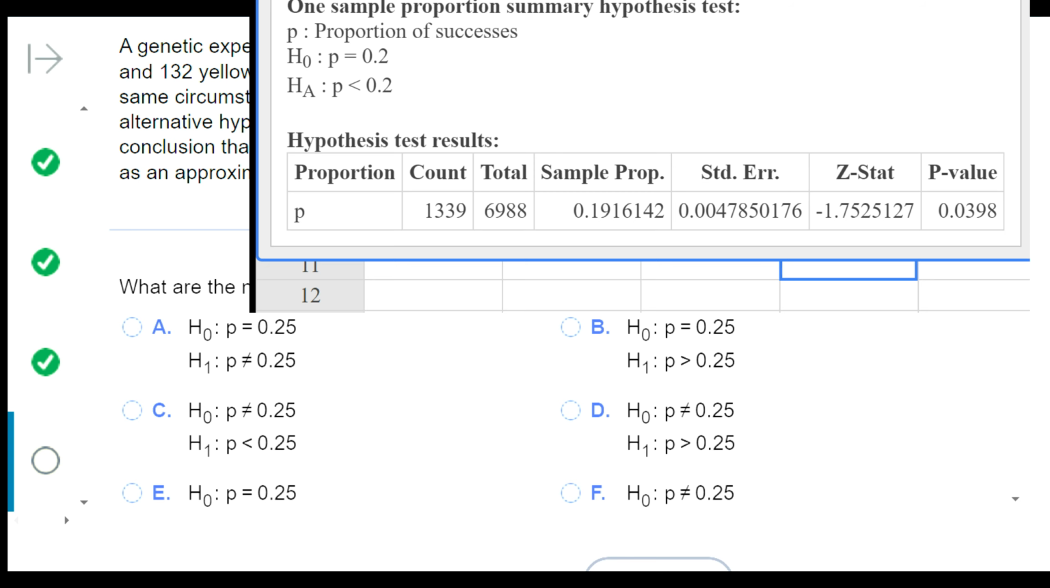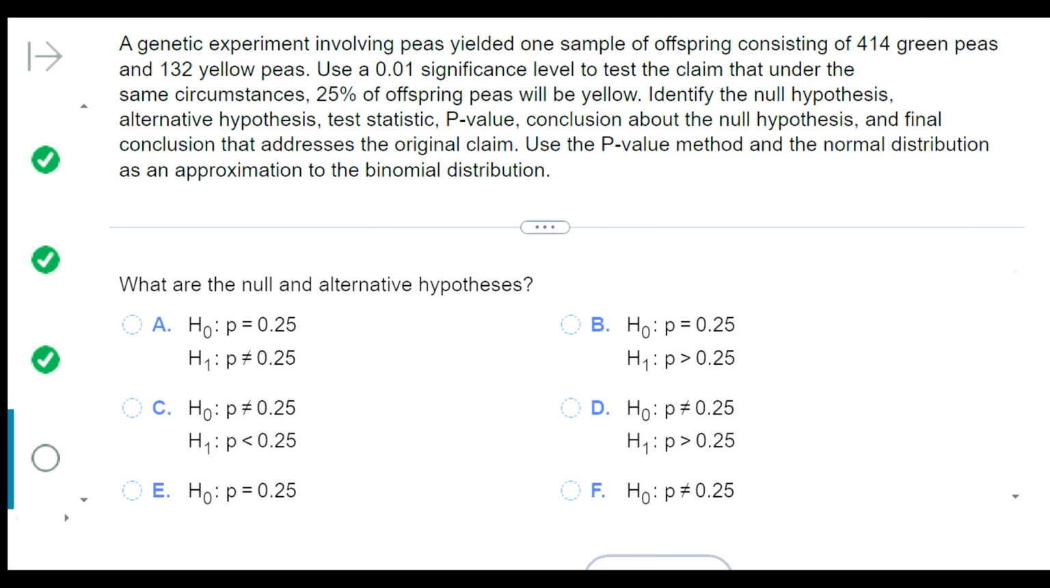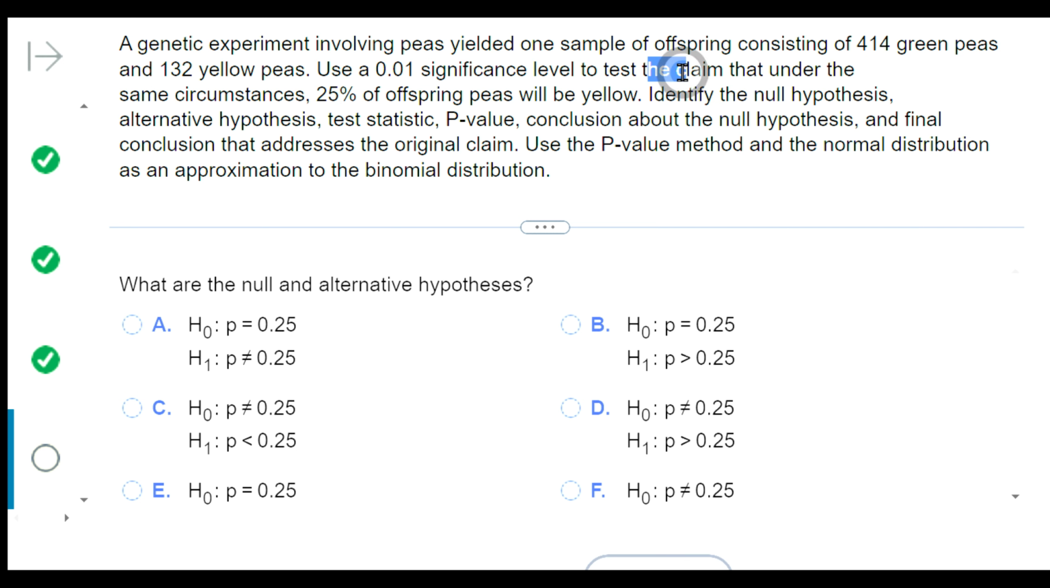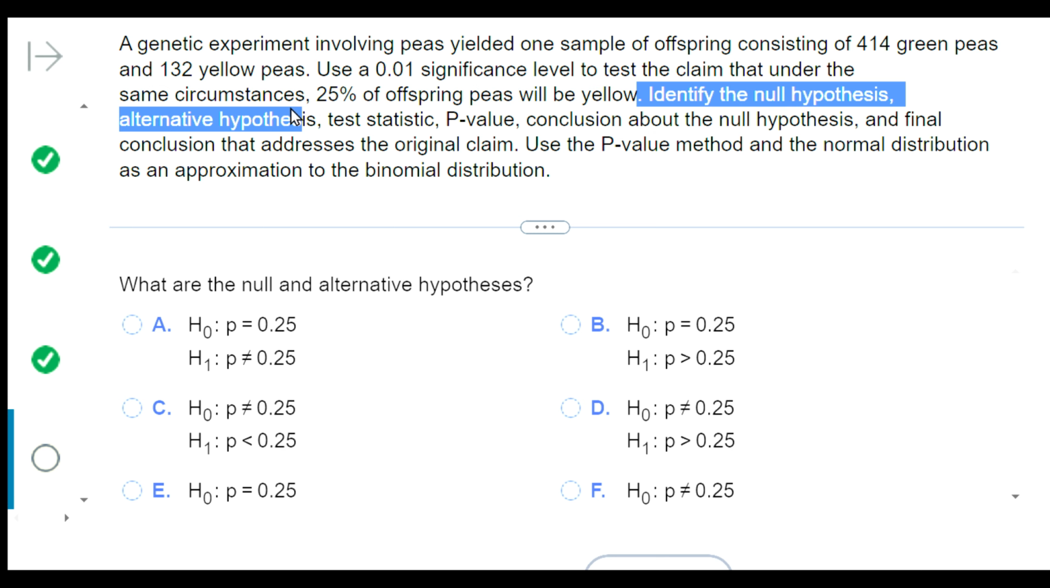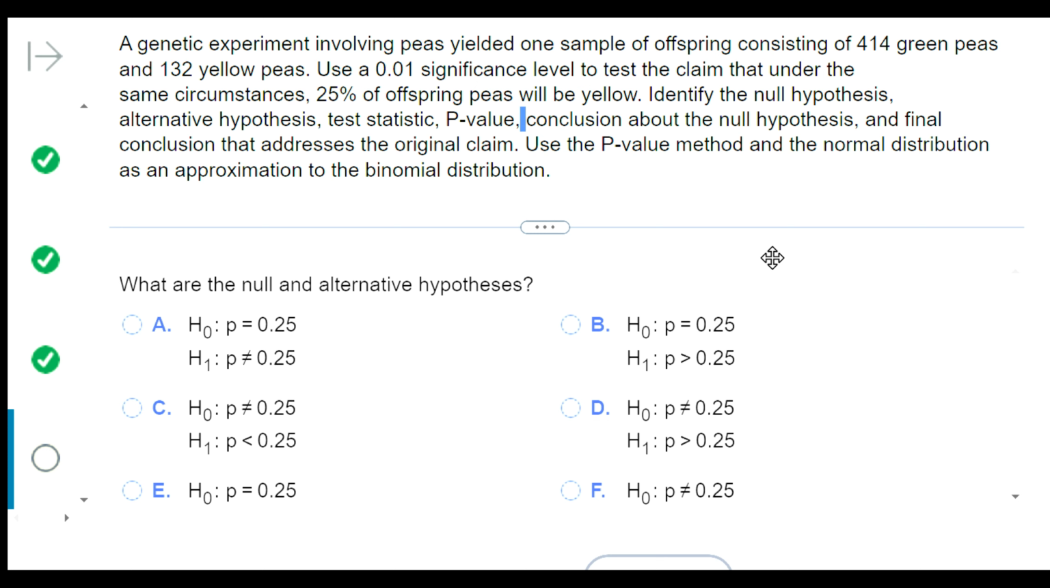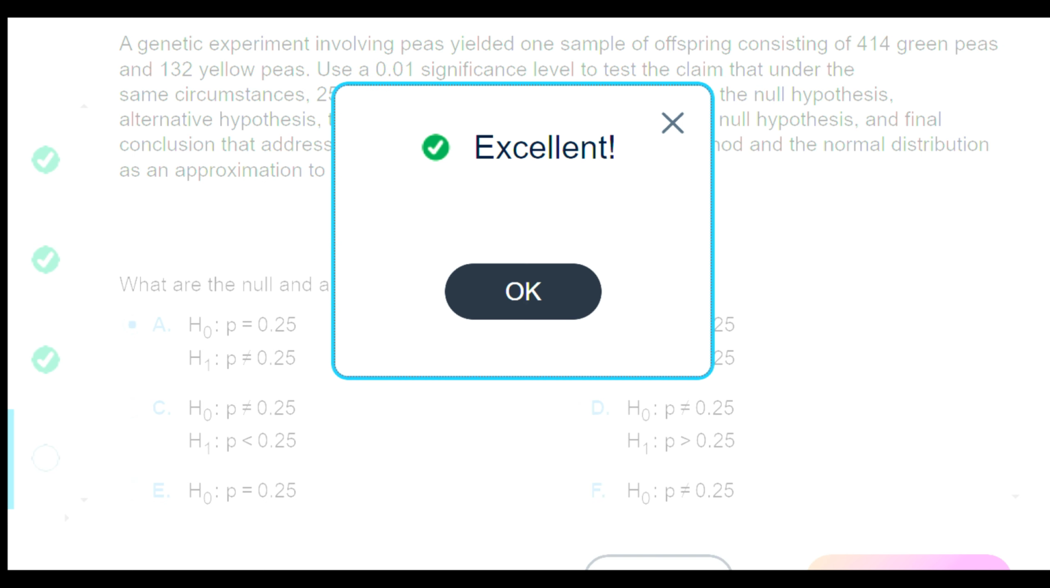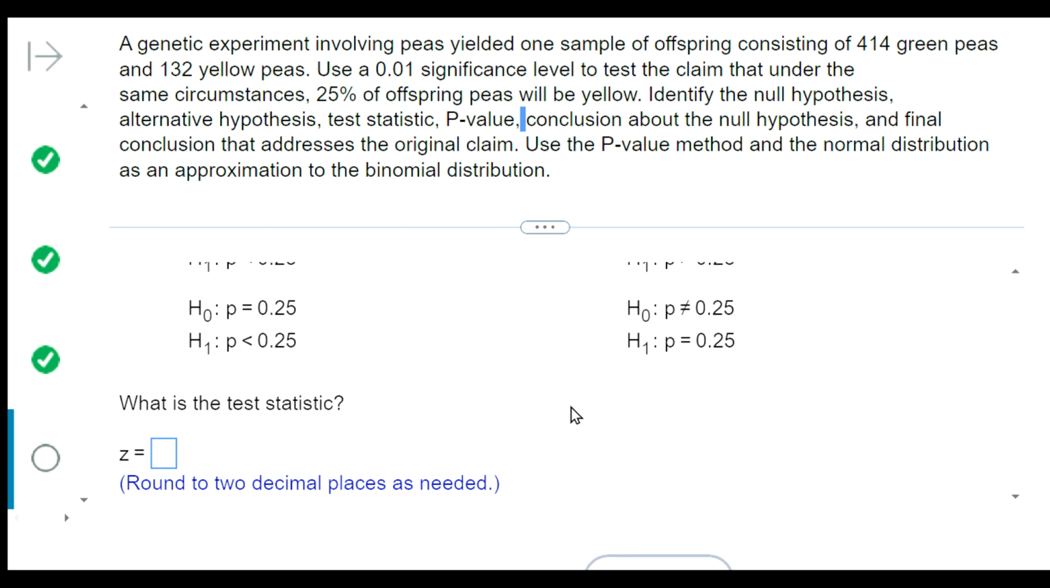Question number 5. This is the last question of the homework that needs proportion stats. We have some peas. We have green peas. We have yellow peas. Do a hypothesis test at this significance level and test the claim that 25% of them will be yellow. They didn't say less than 25, they didn't say greater than 25, so it's simply different from 25%. They want the test statistic, and they want the p-value.